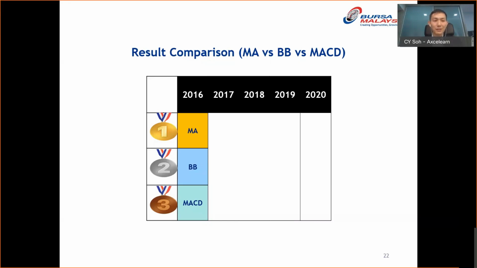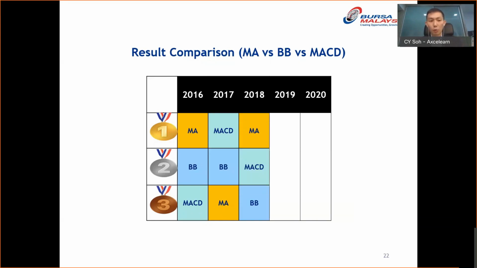Now that you have made a decision, let's see the second year performance of the new indicators you selected. In year 2017, MACD performs best, Bollinger Bands second, and MA, the moving average, third. We can see the same as we move on to the following 3 years: in short, different indicators perform very differently at different times.